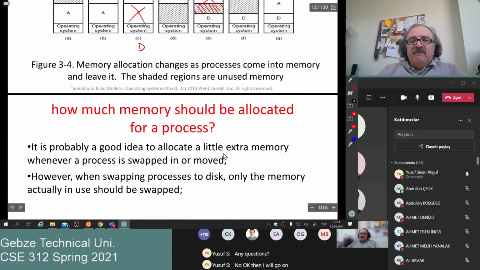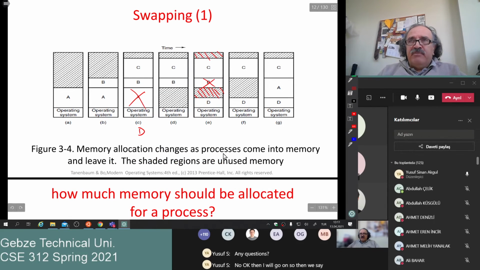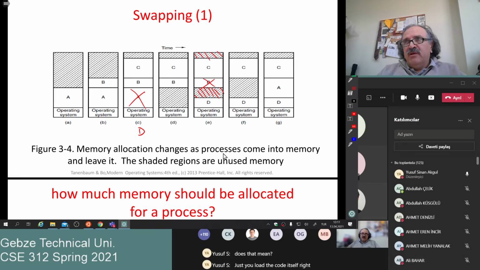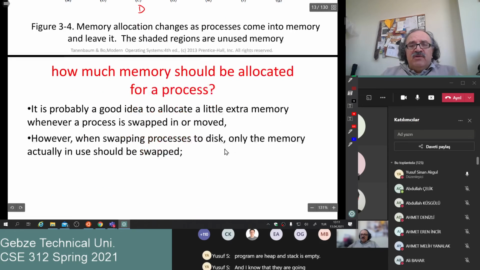So when we say let's load a process in the memory, what does that mean? You just load the code itself, the runnable code. How about the heap? How about the stack? At the beginning of the program, our heap and stack are empty, and I know that they are going to grow. So what is the idea?